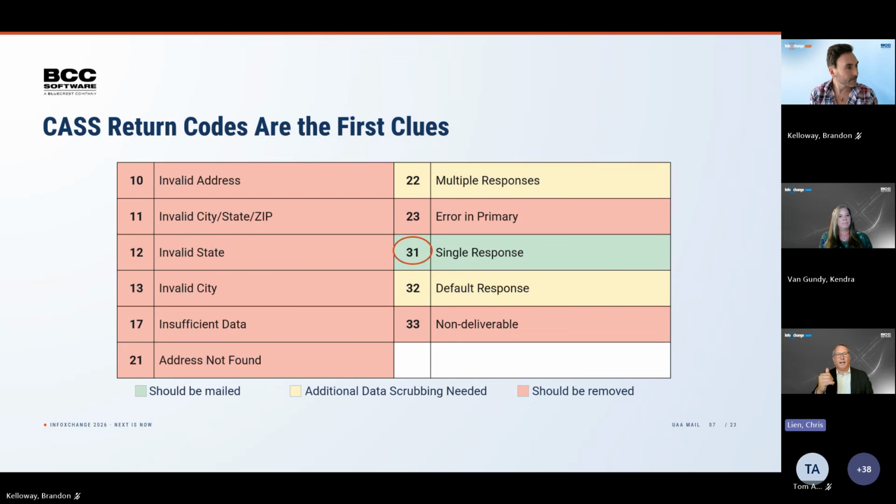And one of the first problems that we saw in that was code 32, default response. Kendra, for CASS-certified software, are we allowed to just make a guess on an address, or do we have to make sure that it's absolutely correct to the best of our ability? Yeah, there's specific rules. We have to parse the address first, and there's specific rules that we have to go through to match.